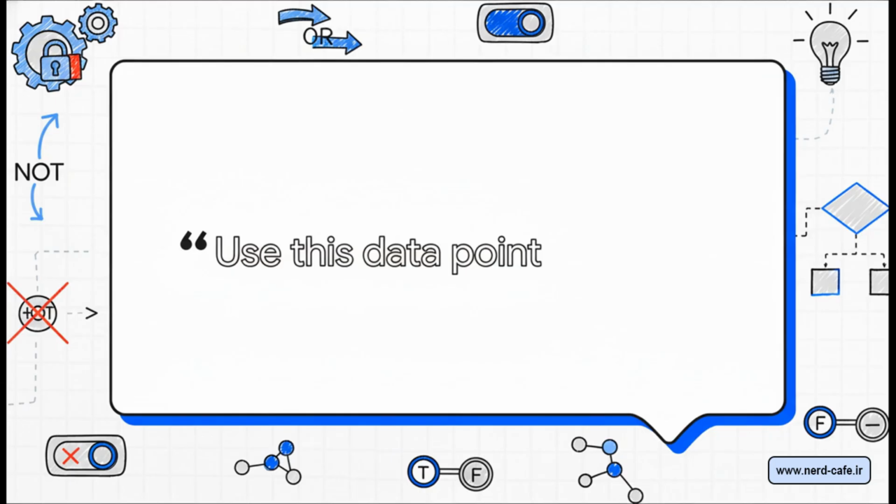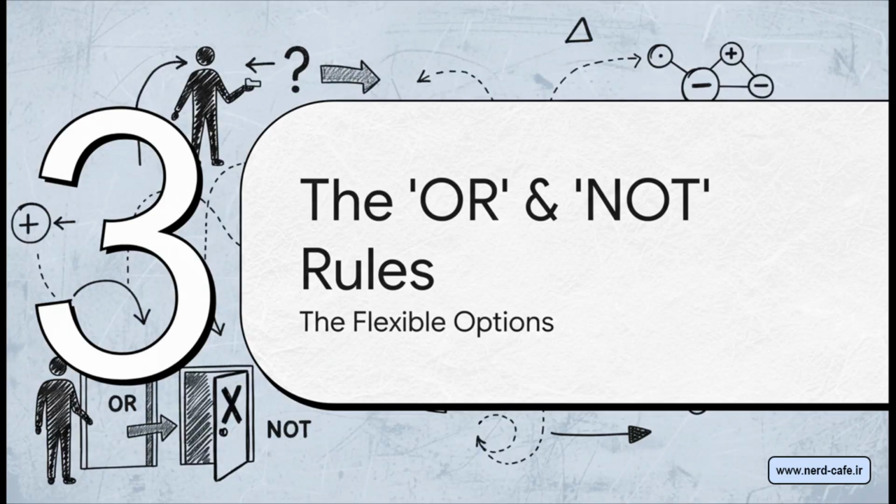If both of those aren't true, that data gets tossed out to avoid messing up the results. It's a basic but super important quality check. All right, on to our other two operators, or and not.